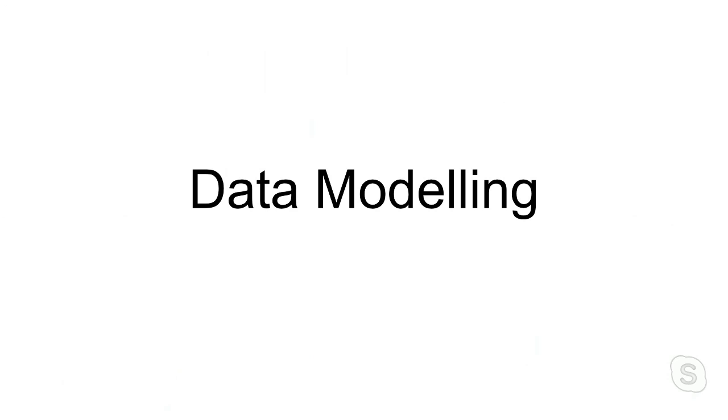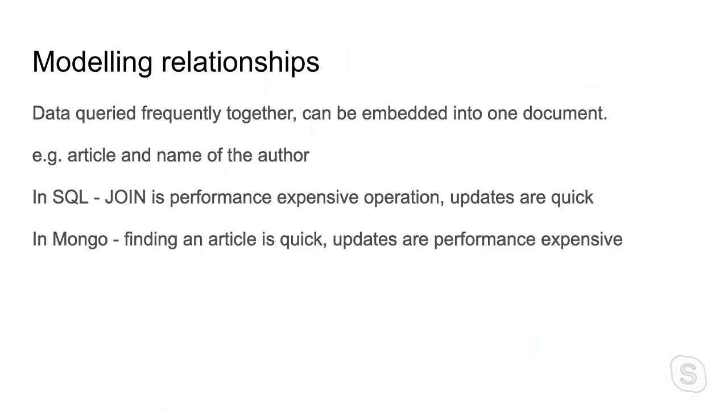Okay. So the next thing we have to think about is data modeling, because the structure of the data is quite different in comparison to SQL databases. One important thing we have to think about is that data which are queried frequently together should be stored together. For example, if you've got users and they've got addresses, then in SQL you will join the tables together, but here you can embed the addresses into the user document, and you can have all this information in one query. For example, an article and the name of the author.